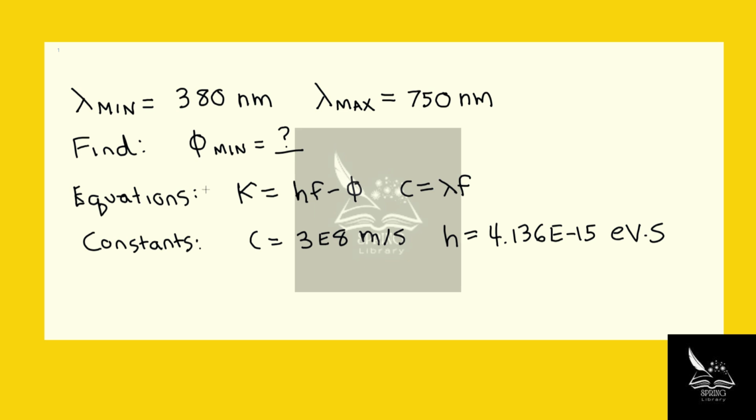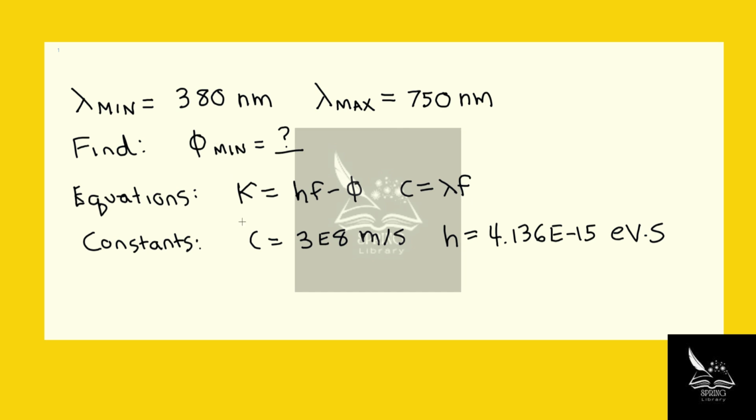Okay, in this problem, we're interested in looking for the minimum work function for a metal in order to eject photoelectrons using visible light. So we're given a range of wavelengths for visible light, ranging from 380 nanometers to a maximum of 750 nanometers. And we need to find the minimum possible work function to eject a photoelectron. So this is the photoelectric effect.